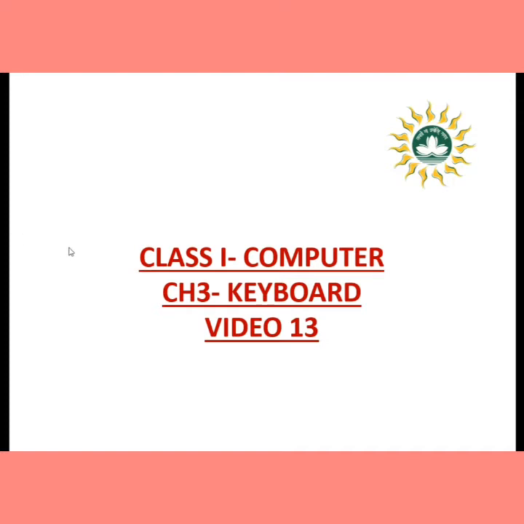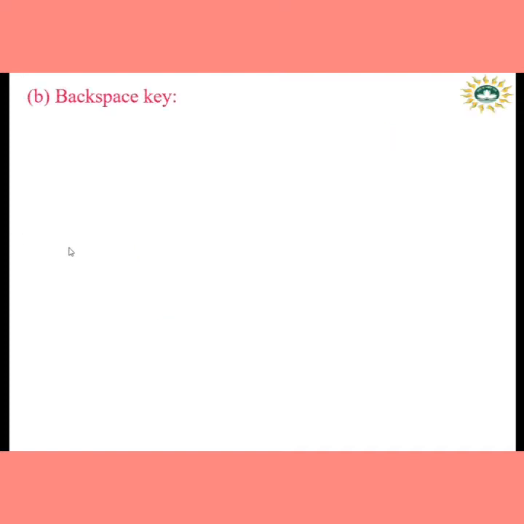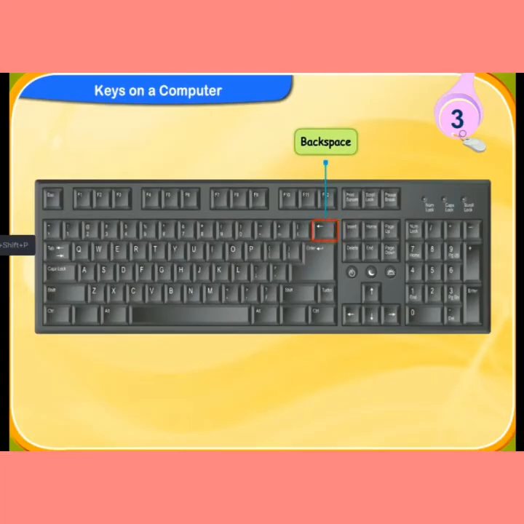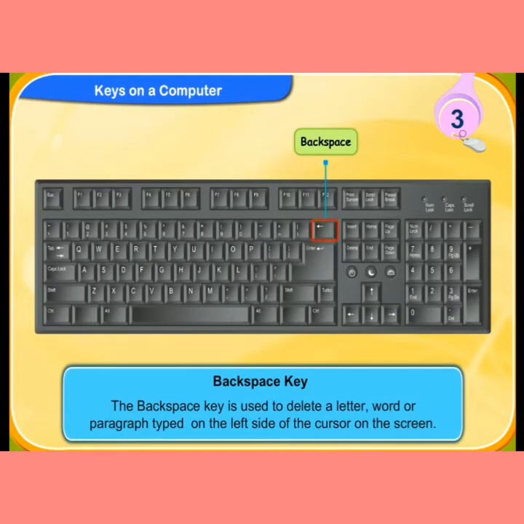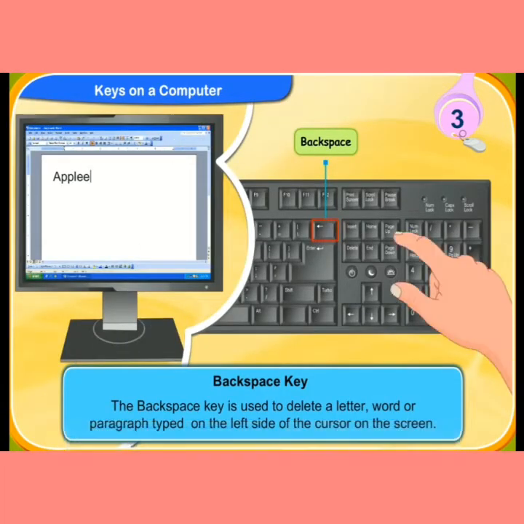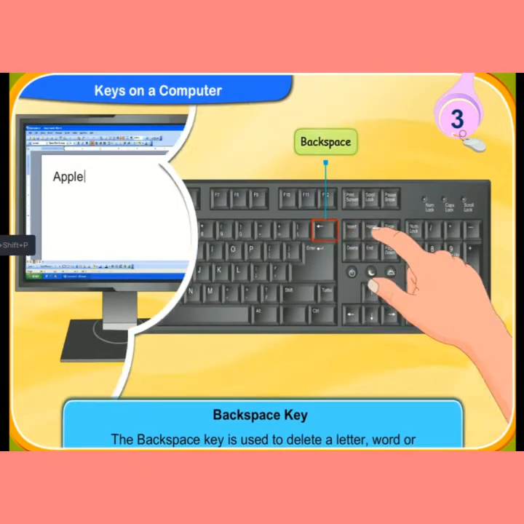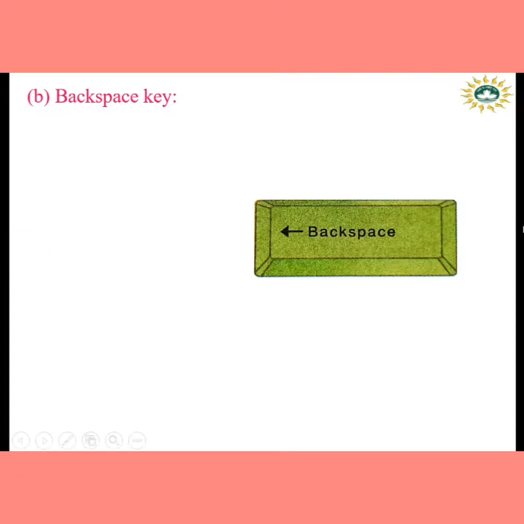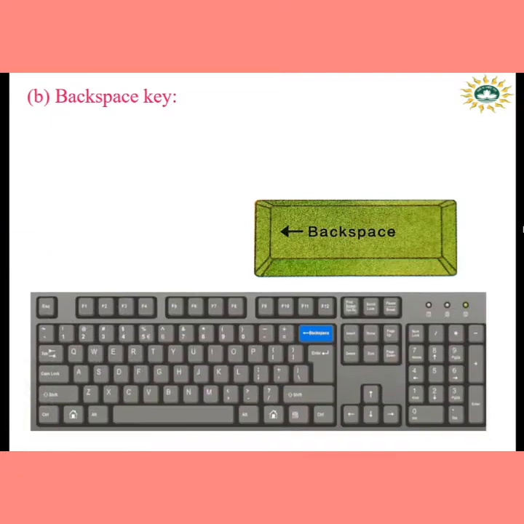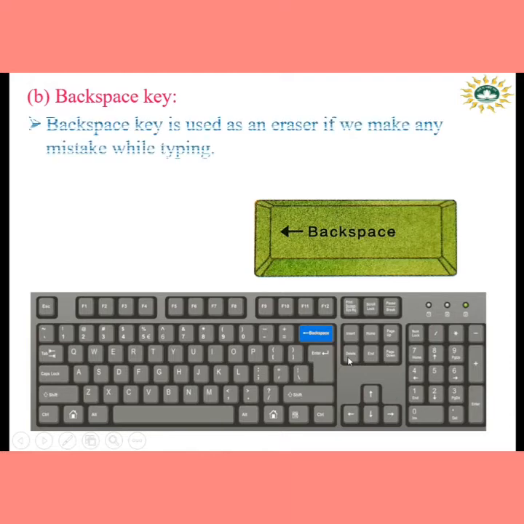Okay. So first is the backspace key. So what is the use of the backspace key? The backspace key is used to delete a letter, word, or paragraph typed on the left side of the cursor on the screen. So this is the backspace key. Its position on the keyboard is after the plus sign. So the backspace key is used to erase if we make any mistake while typing.